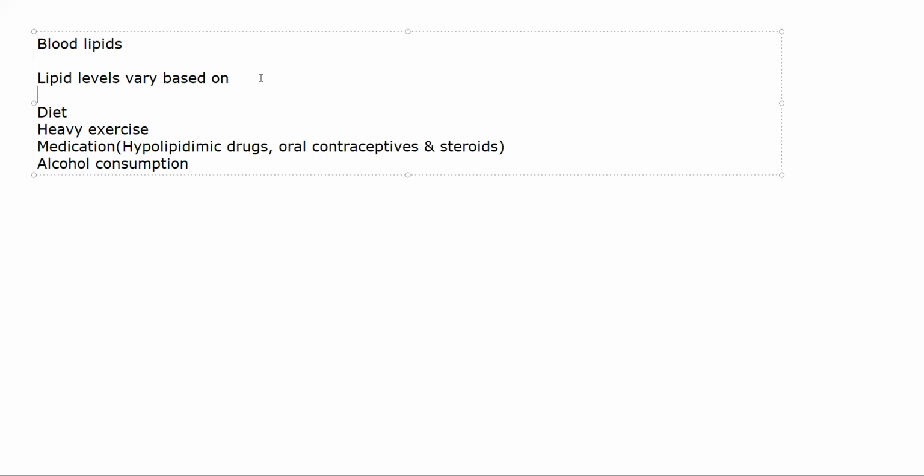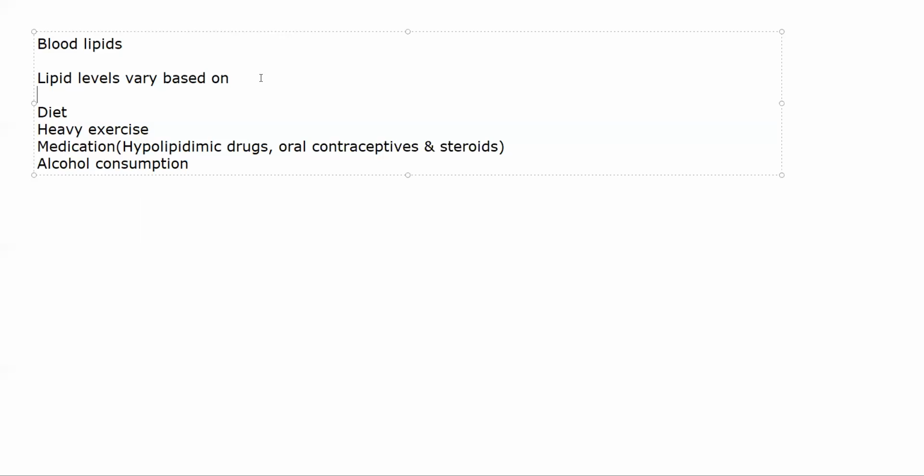Now, whenever you are performing a lipid profile, lipid levels will drastically vary based on the posture of the patient. Based on how you make the patient sit and stand, it will vary. So whenever you're performing a lipid profile, make sure that the patient is seated and calm for at least 5 minutes before you take the test.